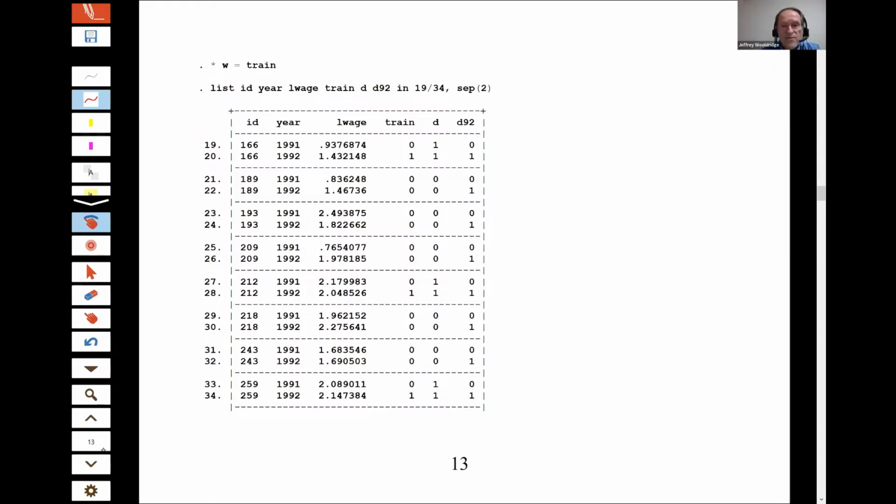This is a job training data set from the early 1990s. This is my time dummy. This is the D variable that's either 1 in both periods or 0 in both periods. This always has this pattern. And then this is the time varying treatment indicator. This is my W here. Okay, so this is just to make sure you understand what the distinction is among these three variables.